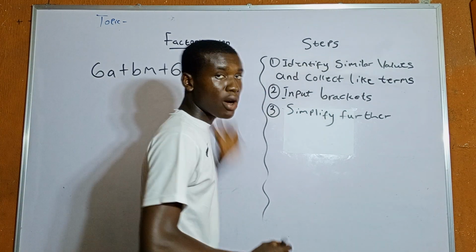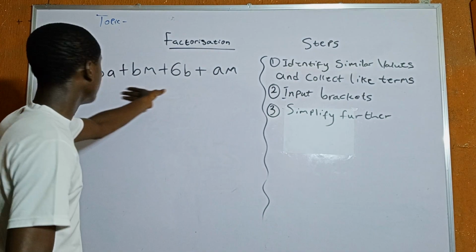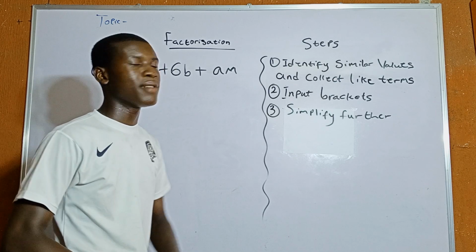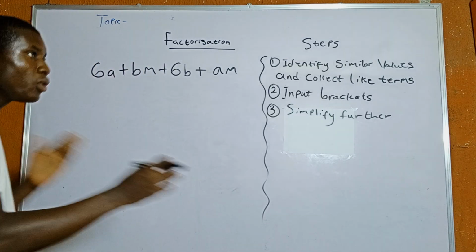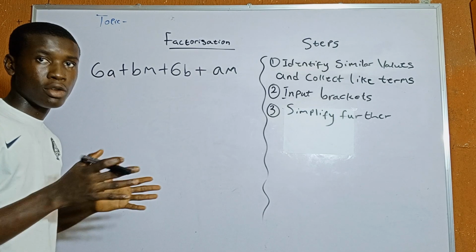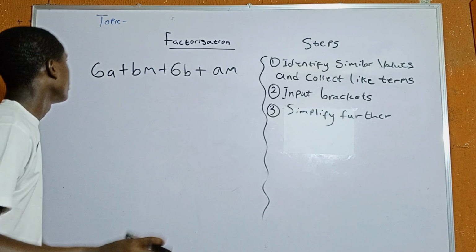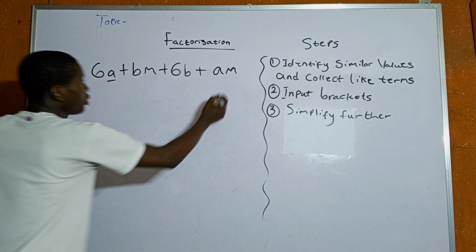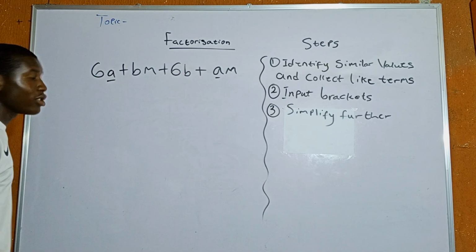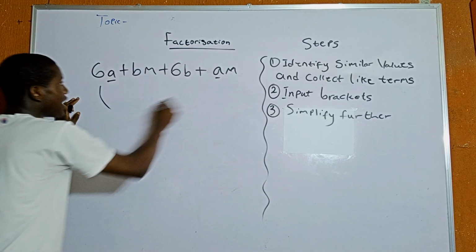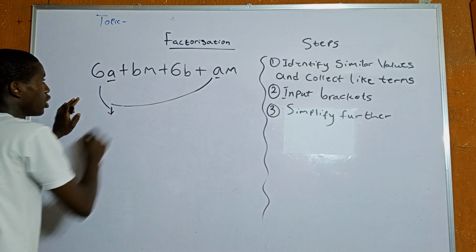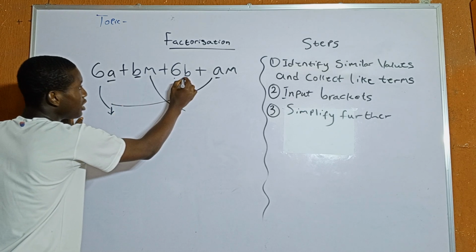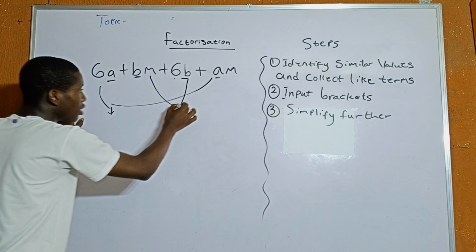For the number one step, which we are going to be trying out on this expression, it says identify similar values and collect like terms. What that means is that anywhere there are two or more values, those values are similar. Let me show you what that means. For example, we have A here and we have A here. What it says we should do is to bring them together as one. And in this one also, there is B here and we have another B here. It wants us to bring them together.